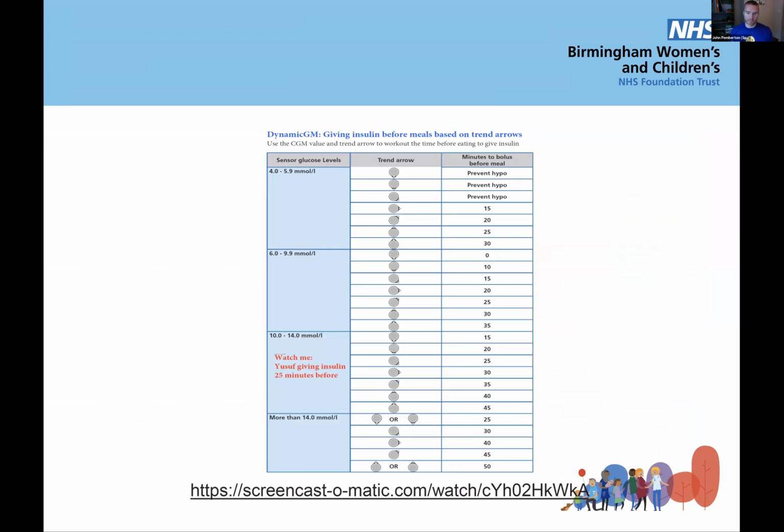My personal favorite is this one. At a meal time, always check your CGM and trend arrow at least half an hour before you eat, because that will help you to determine when you should give your insulin before eating. So the standard advice is 15 to 20 minutes before. But if your glucose level is quite a bit higher and trending up, you definitely want to give it more than 15, 20 minutes before. You want to give it more like half an hour before. So within the booklet, there is, depending on what your glucose level is and the trend arrow, how many minutes before. And I'm going to leave this to Yusuf to show you how he uses it.